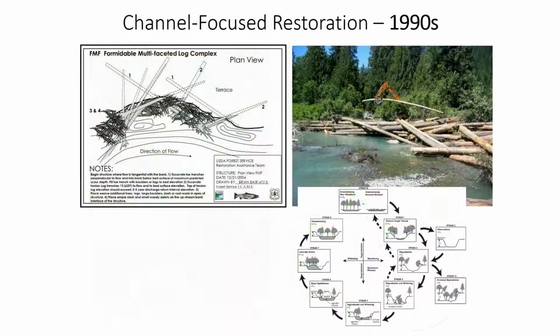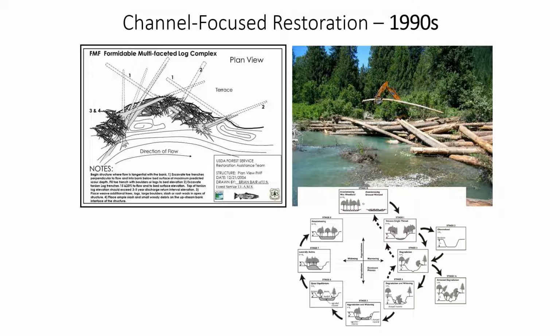Now, if we go forward to the 1990s, I would still call this channel-focused restoration. So this is some early work from the Forest Service, starting to use large wood. So for those of you who've been around a while, you'll probably remember when we started placing large wood back in streams. This was a huge shift in restoration from using rock primarily to incorporating wood. Very controversial at the time, and now we do it as just a matter of practice.